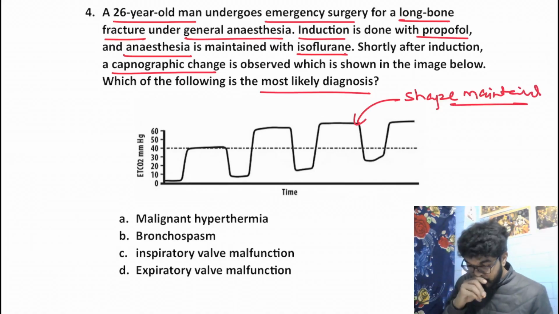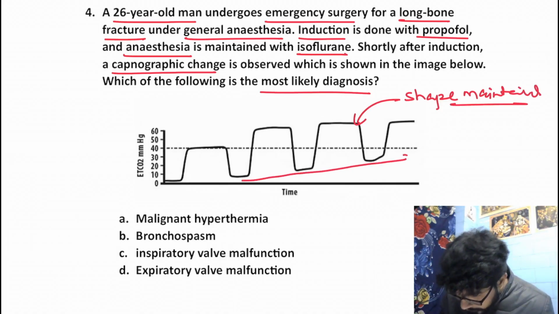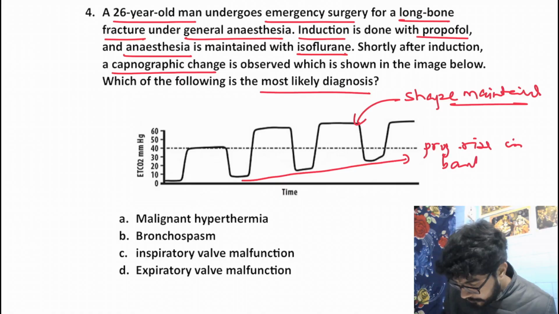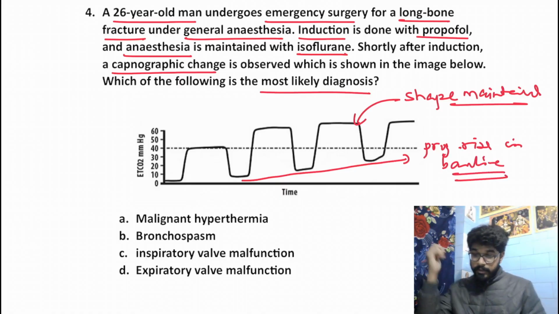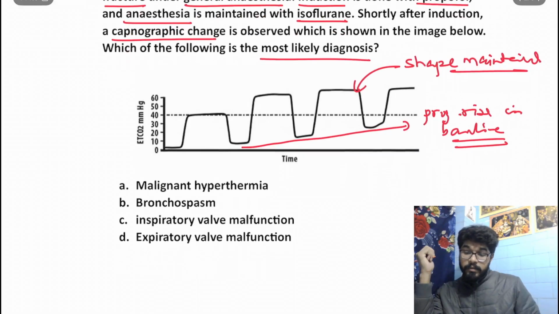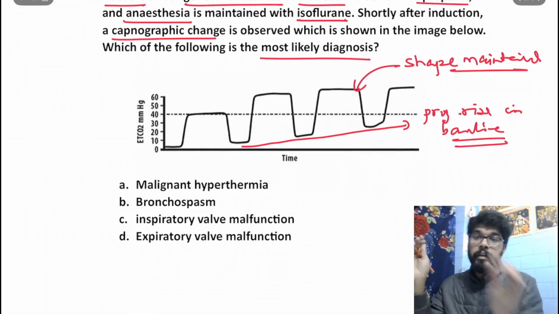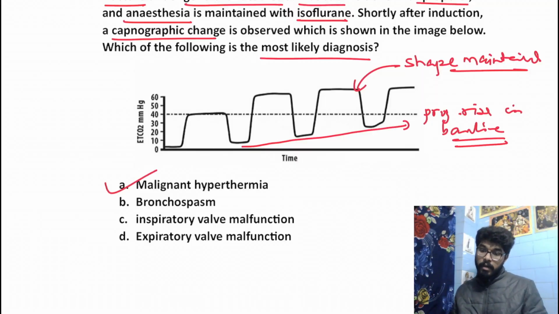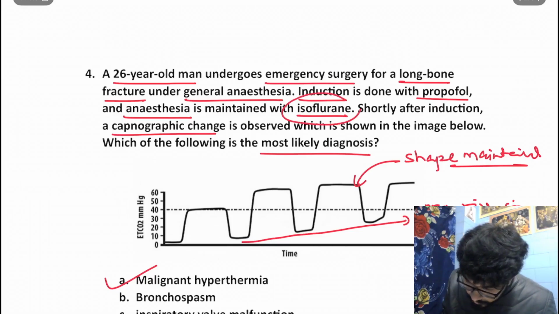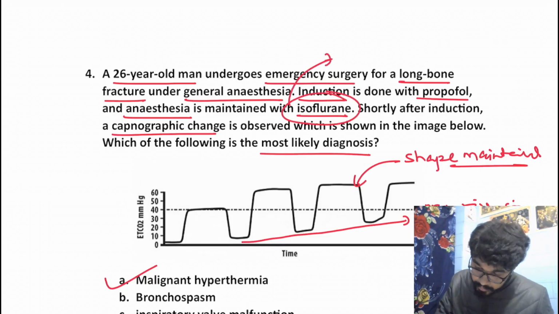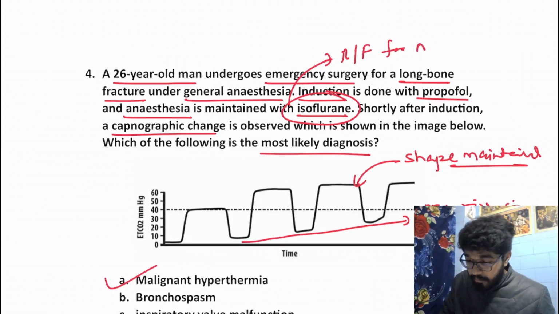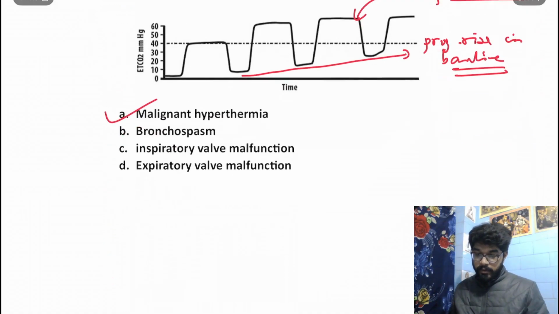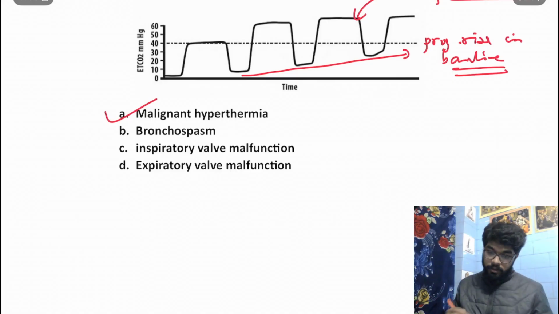But what do we see? This progressive rise in the baseline is seen. Now, this characteristic thing where the shape of the curve is maintained and there is a progressive rise in the baseline is very much characteristic of malignant hyperthermia. Moreover, the anesthesia is maintained with isoflurane, which is a risk factor for malignant hyperthermia. So that's why our answer is malignant hyperthermia. Let's have a look into the other options.